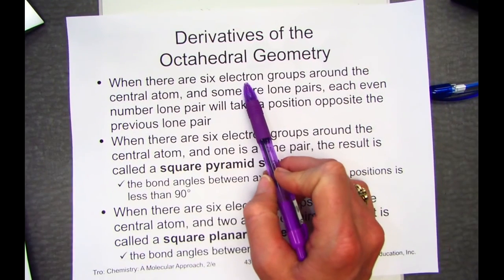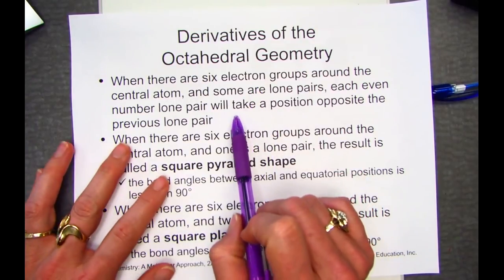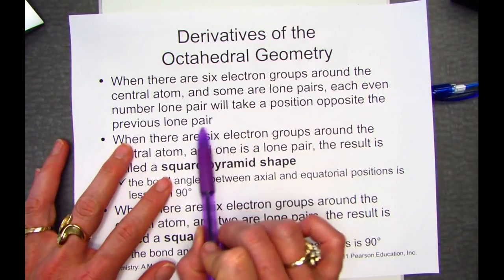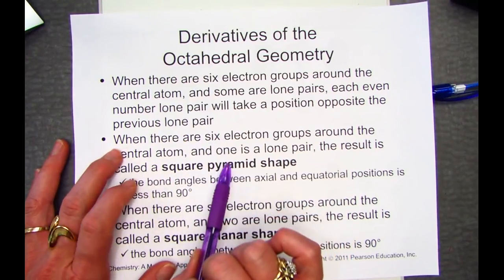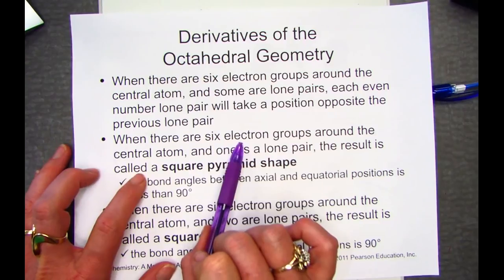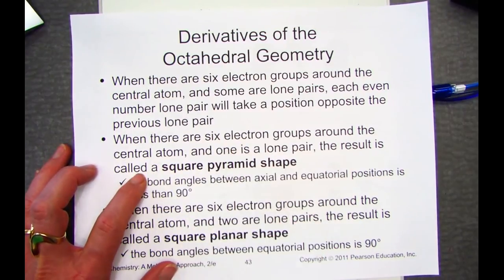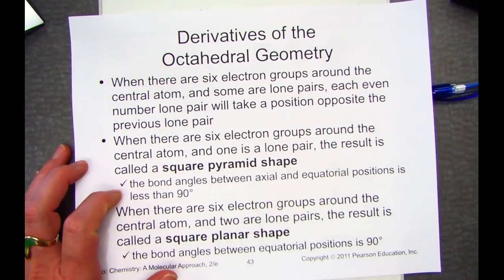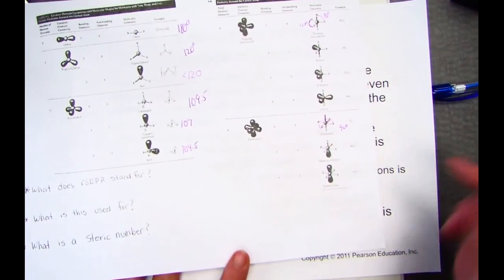When there are six electron groups around the central atom and some are lone pairs, even number lone pairs will take a position opposite the previous lone pair. When there are six electron groups around the central atom and one is a lone pair, the resulting shape is a square pyramid. The bond angles between axial and equatorial position is less than 90. Let's take a peek at what they just said.